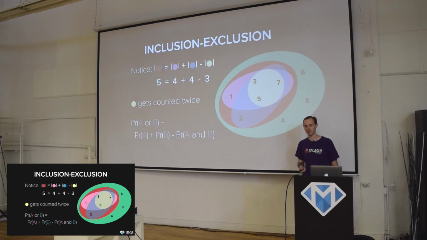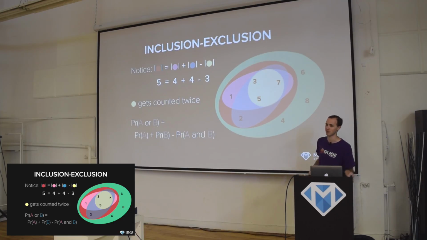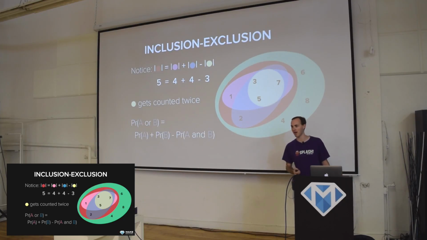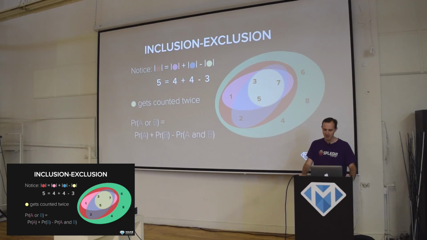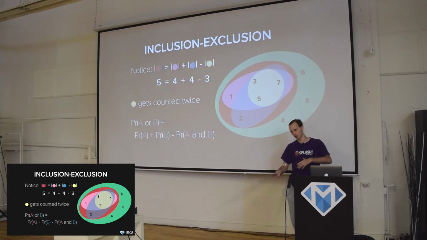It's an interesting exercise to try for 3, for example. And if you want a little bit of a challenge, try deriving it for any number of events. So that's the general inclusion-exclusion principle. It gets a little bit more complicated than this, but there's a nice pattern, so you can try working that out.